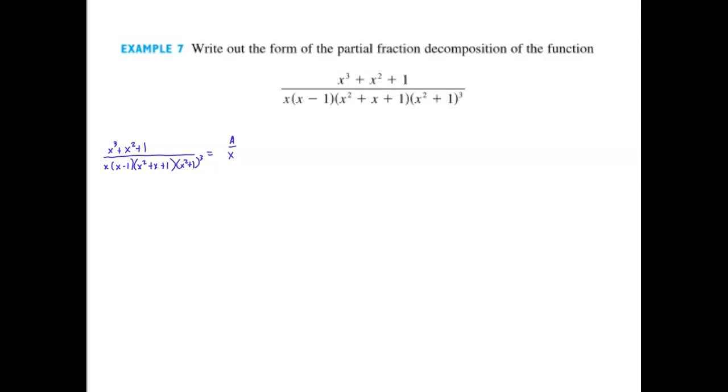All right, keep going. Next partial fraction. My next factor is x minus 1. Just be B over x minus 1. Good. B over x minus 1.